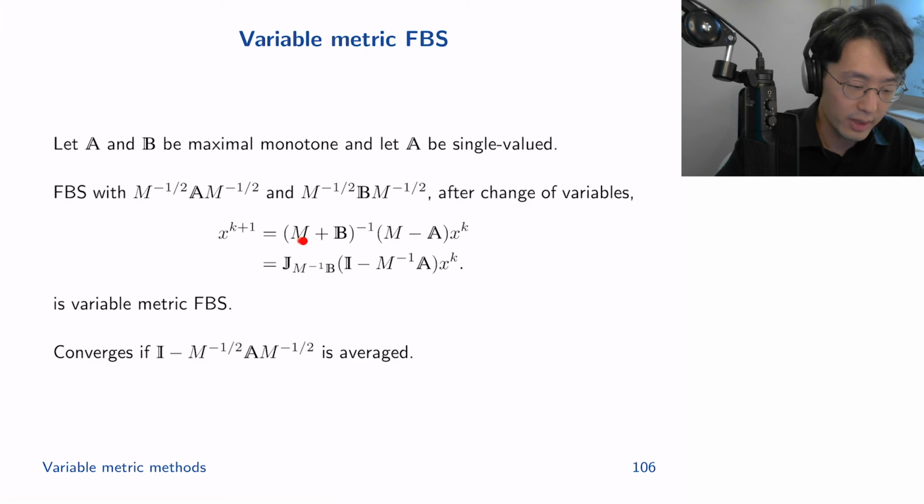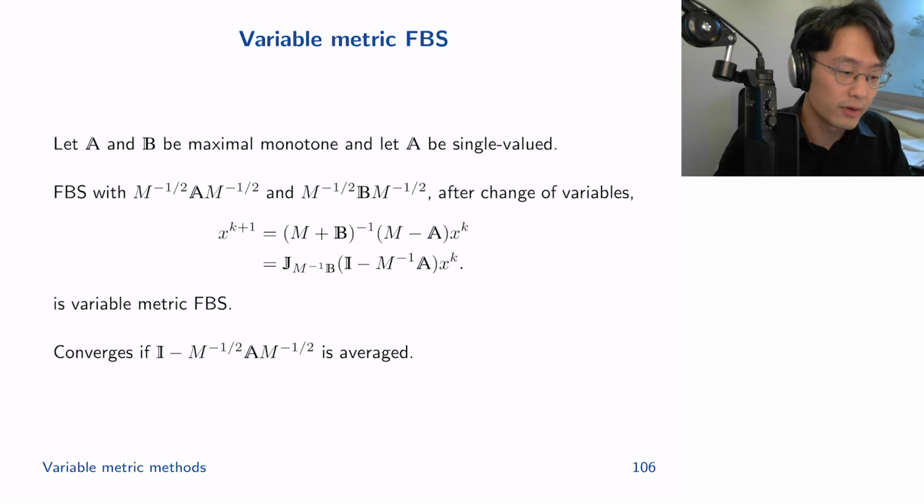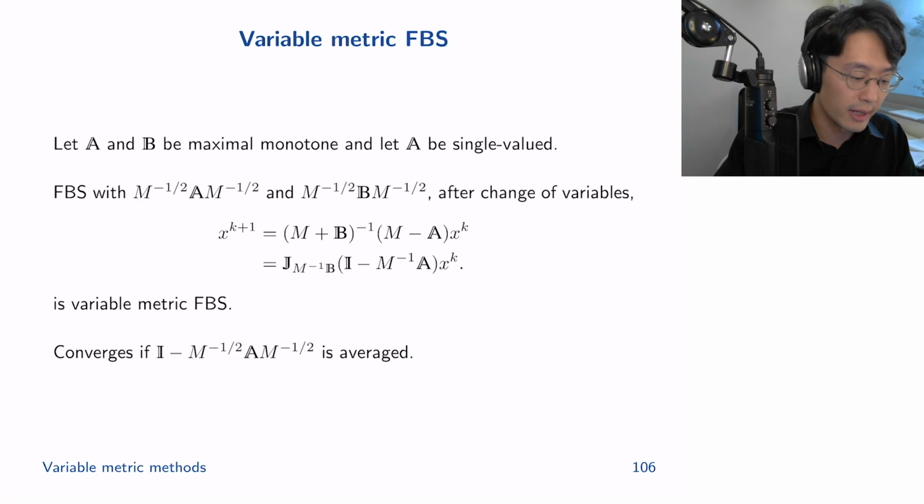So we have (M plus B) inverse applied to (M minus A), or we can express the iteration in terms of this resolvent, M inverse B, composed with I minus M inverse A. The convergence of variable metric forward-backward splitting can be established by looking at the iteration through the yk iterates and by establishing that this operator is averaged.